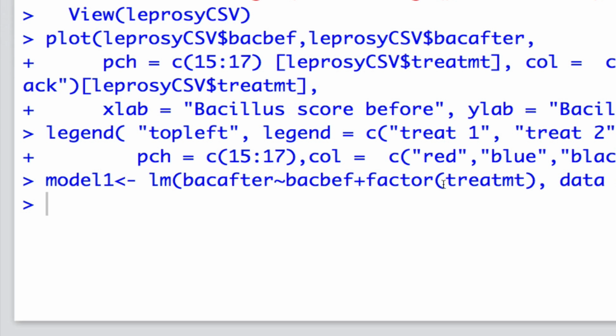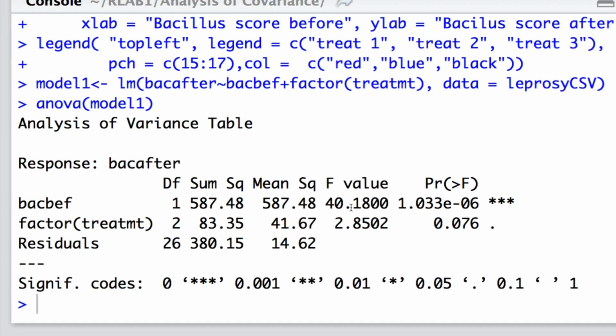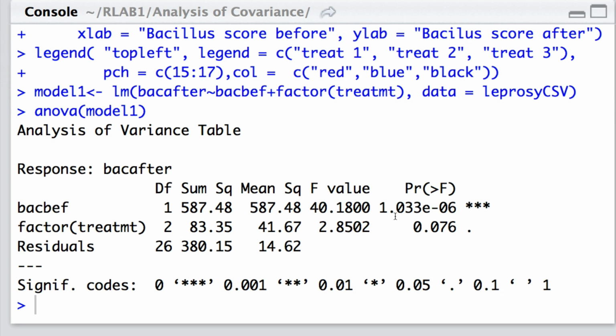After fitting the model, we can look at the breakdown in terms of an analysis of variance. And what we can see is that there's a highly significant effect of back before on back after, and yet there is no significant relationship between the treatment and back after once you control for back before. You'll remember that we are conducting by default a type 1 sum of squares, so we are controlling for back before, as we should when looking at the effect of the treatment.